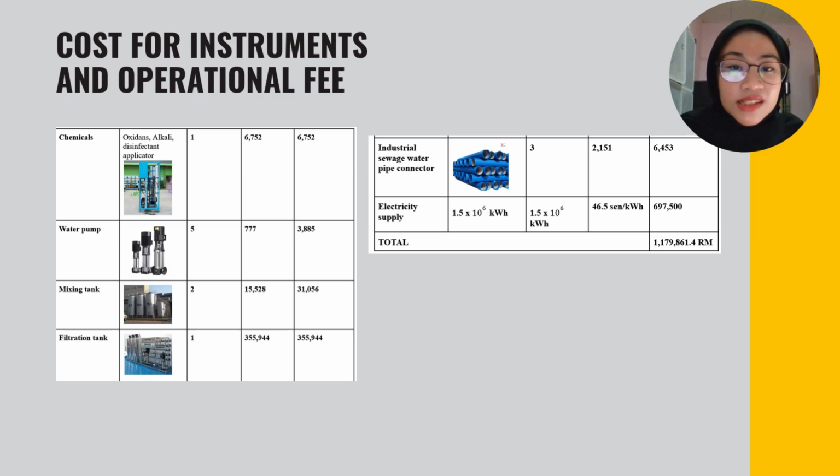So the last one, we have the electricity supply that we are required in order to supply electricity for these processes, and the amount of electricity needed per day is 1.5 times 10 to the power of 6, or 1.5 million kilowatt hours. So it's equivalent to 600,097,500. So this is the total.